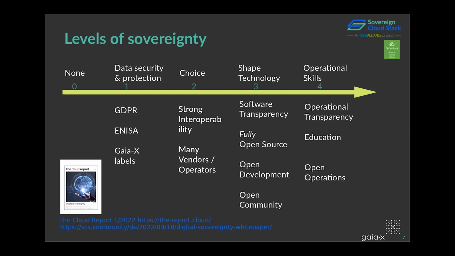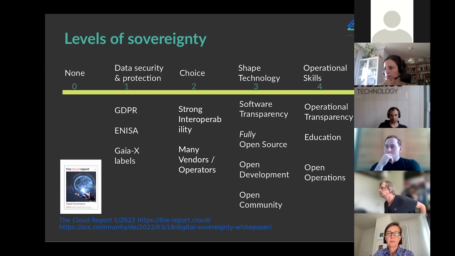And then, of course, having a choice between just two providers may not be sufficient. So ideally, there are many vendors and many operators that provide compatible infrastructure. The third dimension is technology. That was what Dr. Brandner said about being able to innovate, being able to shape according to your own views and values that you have.